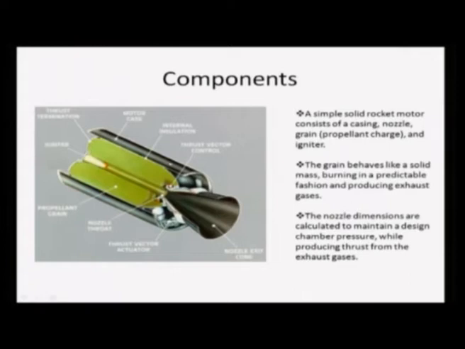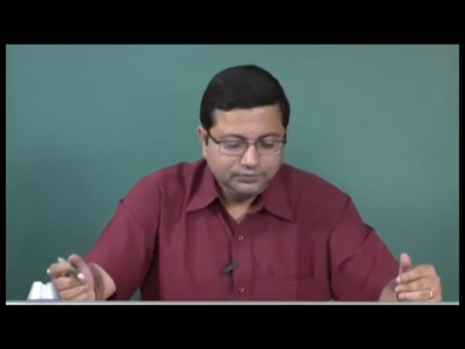Then there is the casing. Now, when the rocket burns, a lot of energy will be produced. We do not want this energy to be lost laterally through the casing, so that all the energy should flow out of the nozzle. In order to do that, there is insulation between the motor case and the grain. You can see here the internal insulation is present. Okay. So, this will stop the heat transfer to the casing.